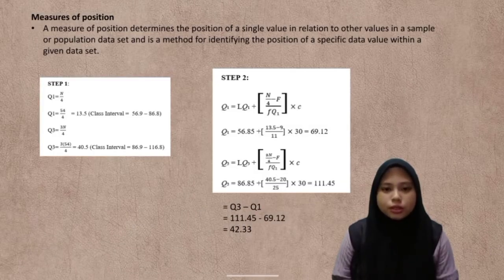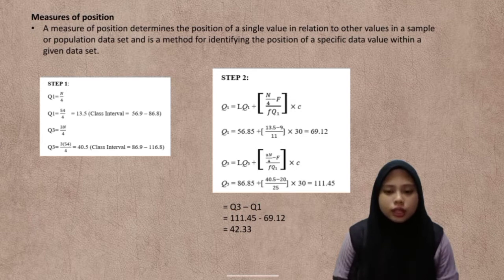Measures of position. A measure of position determines the position of a single value in relation to other values in a sample or population data set, and is a method for identifying the position of a specific data value within a given data set. Step 1. Q1 is n divided by 4, so 54 divided by 4 is equal to 13.5.